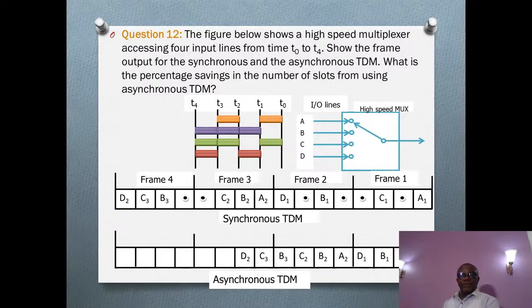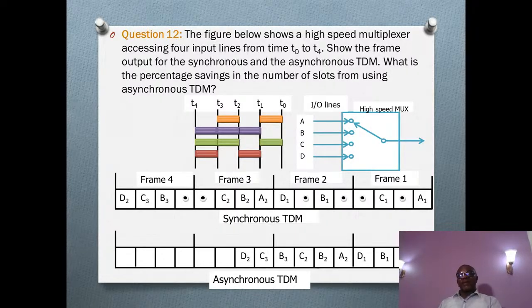So, question 12. This is an illustration. The figure below shows a high-speed multiplexer accessing 4 input lines from time T0 to T4. Show the frame output for the synchronous and asynchronous TDM. What is the percentage savings in the number of slots from using the asynchronous TDM?